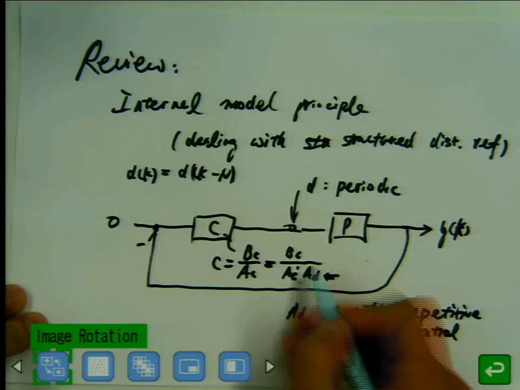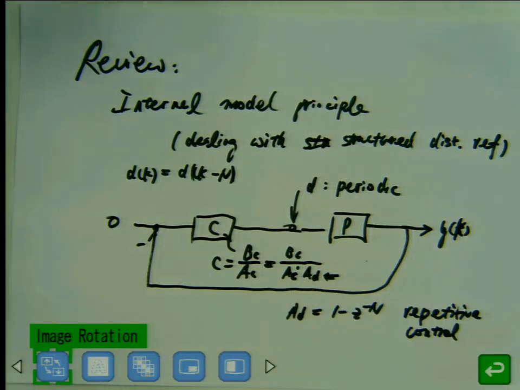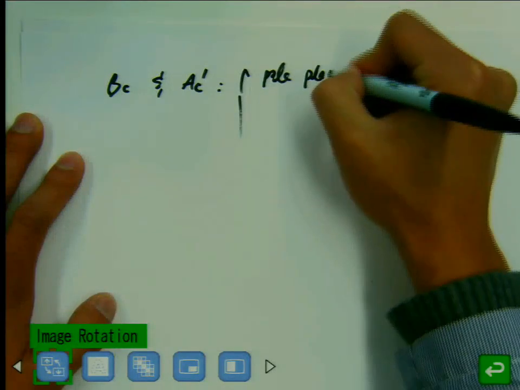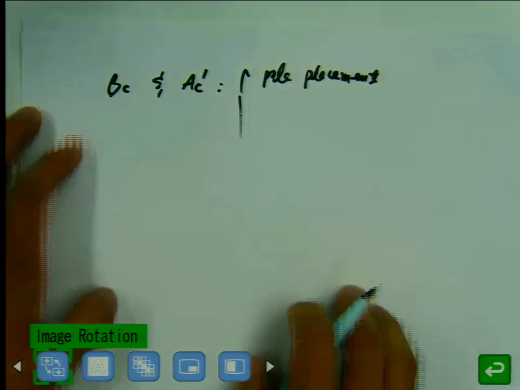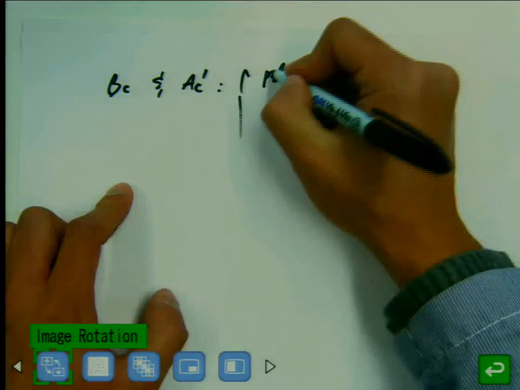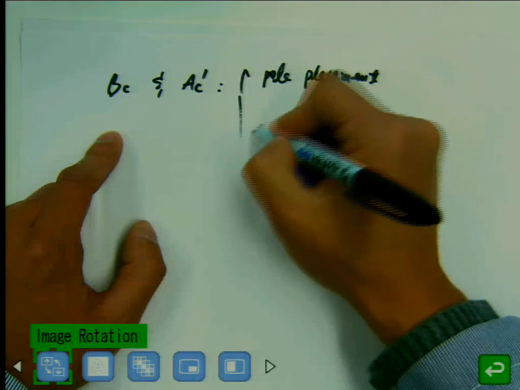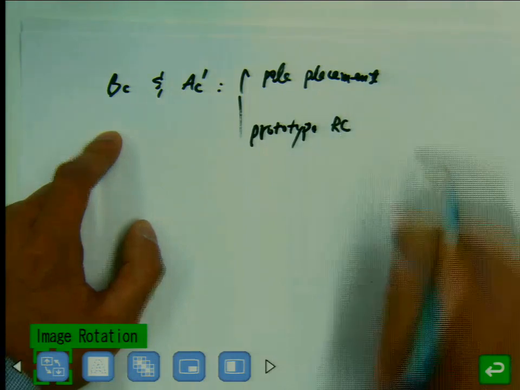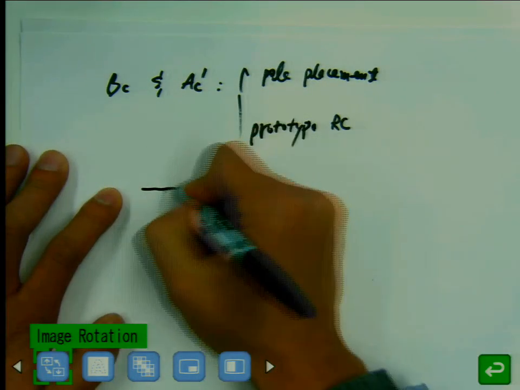But what about designing BC and AC prime? We talked about two approaches to design AC prime and BC. First one is pole placement. Okay, we discussed conditions for this pole placement to hold, to have a unique solution for the BC and AC prime. We discussed that. And then we discussed what we call prototype repetitive control, RC. The idea is pretty simple.